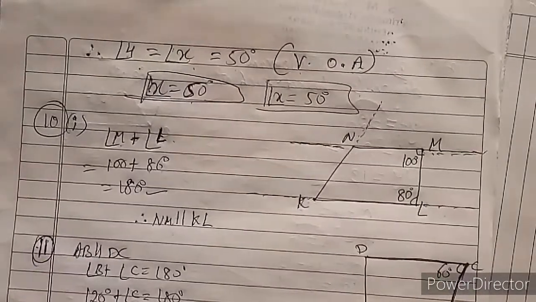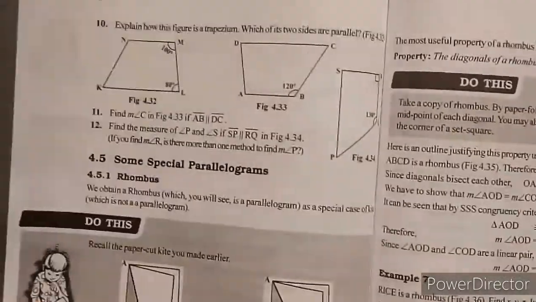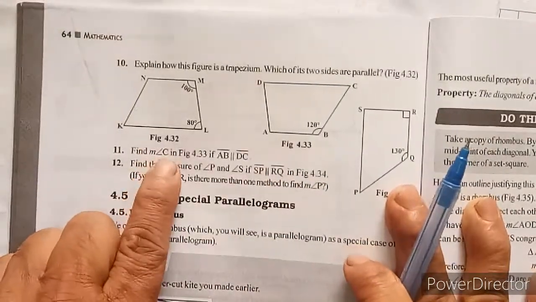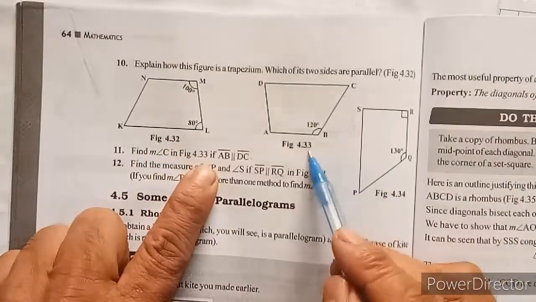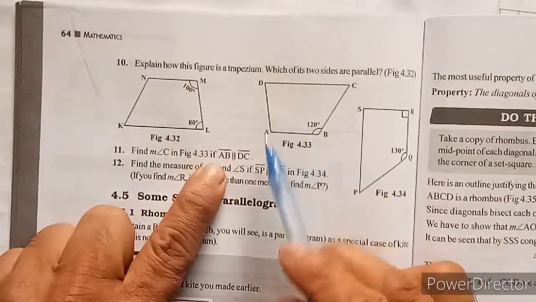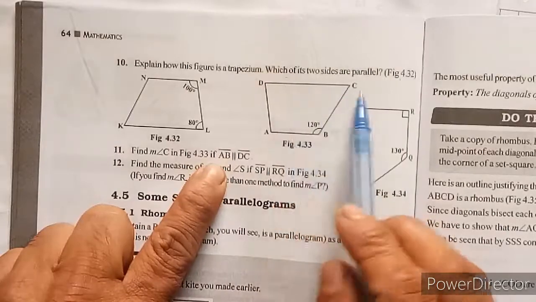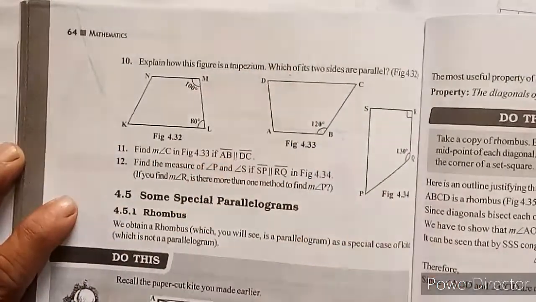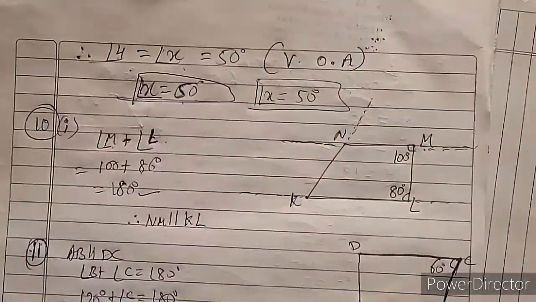Now I will explain question number 11. See here. Find angle C in figure 4.33, if AB is parallel to DC. AB is parallel to DC, that is already given. One angle is given as 120 degrees. Now we have to find angle C.